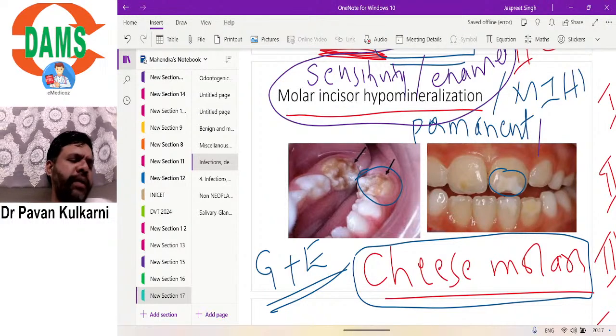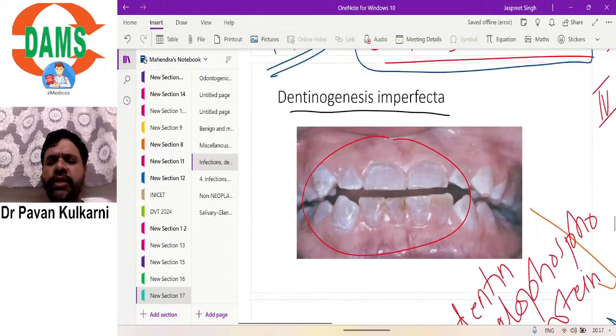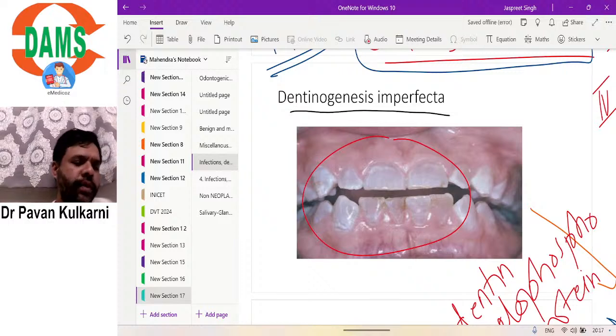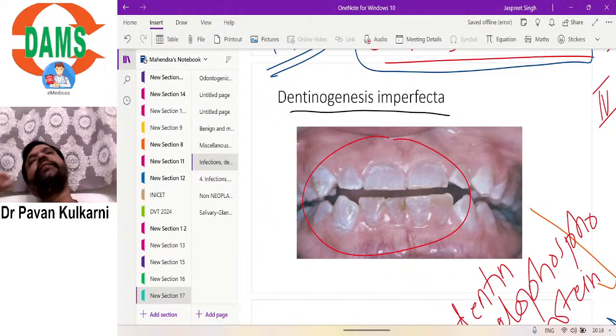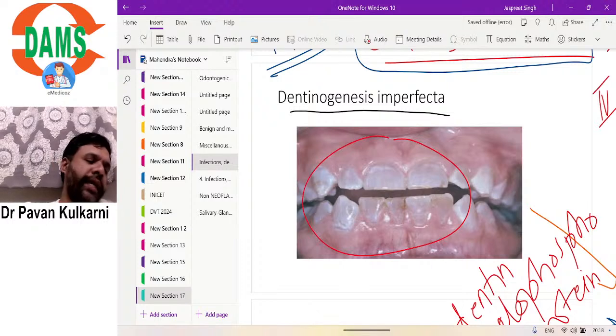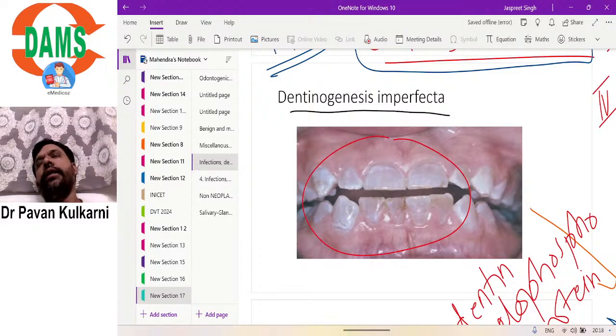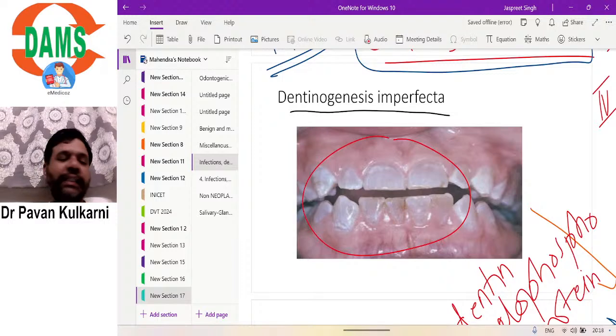Cheese molars, molar incisor hypoplasia, will usually affect the central incisors and the first permanent molars. Now this is an image of Dentinogenesis imperfecta, where we can see brownish discoloration of the teeth. What we are supposed to remember is, whenever we get an image regarding discoloration, if they say brownish discoloration of the teeth, and if they give you a history that the pulp is obliterated, then typically your answer is Dentinogenesis imperfecta.